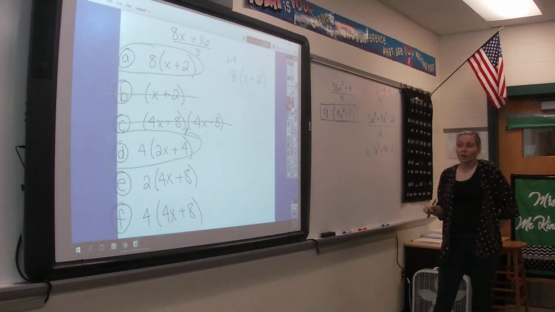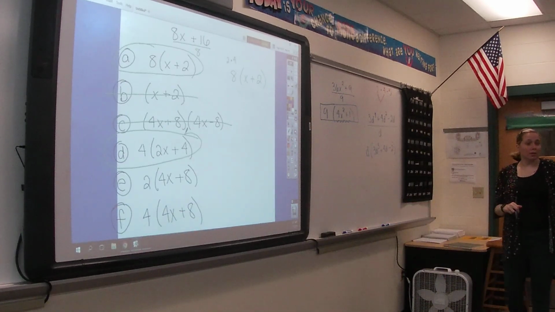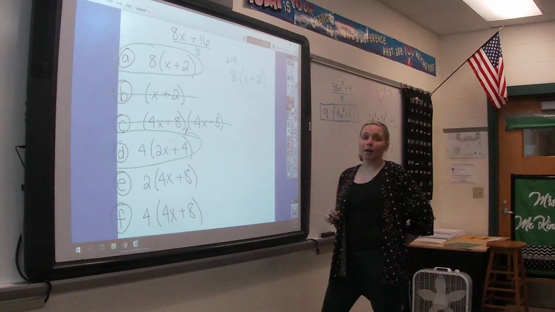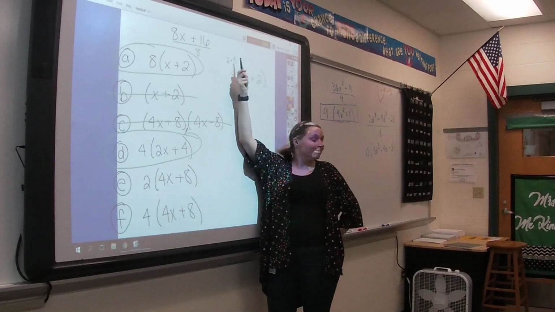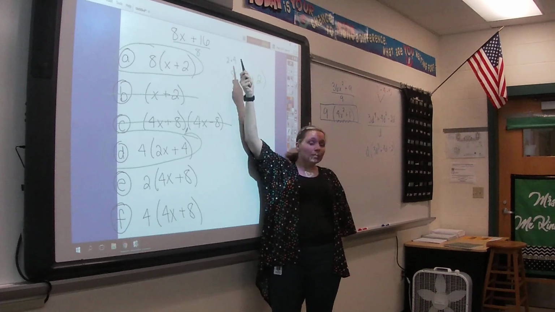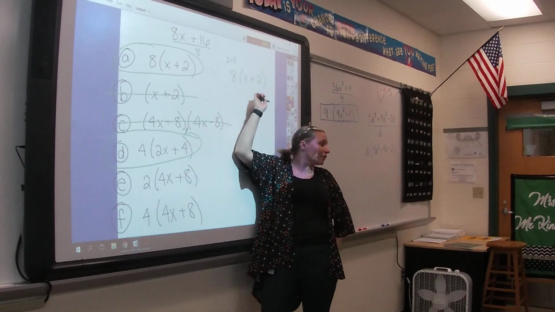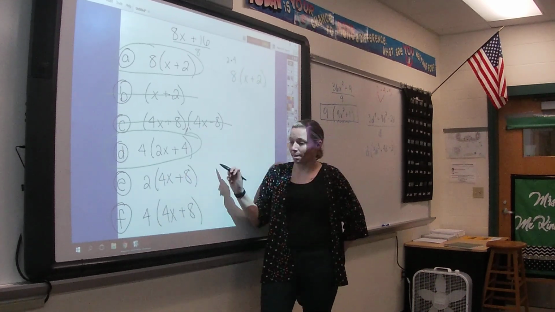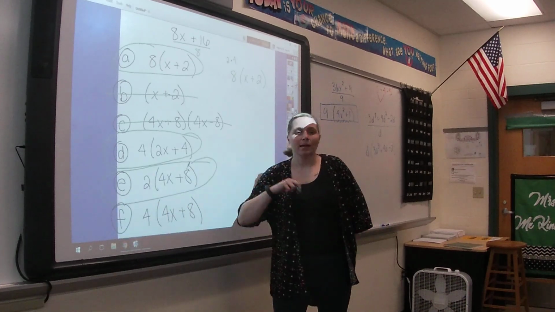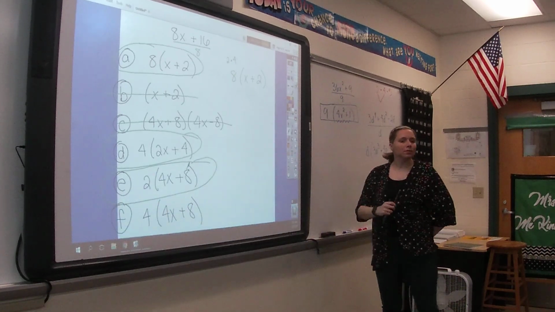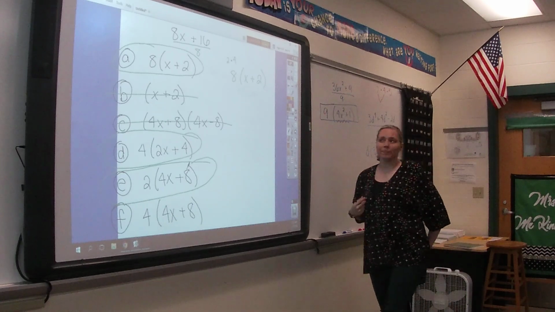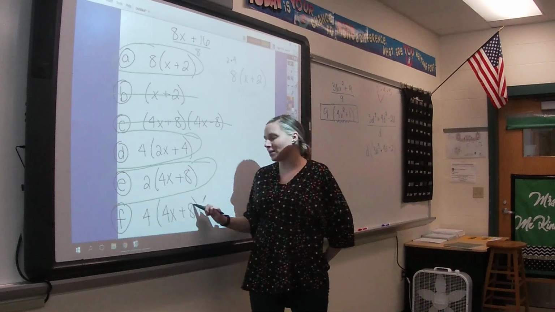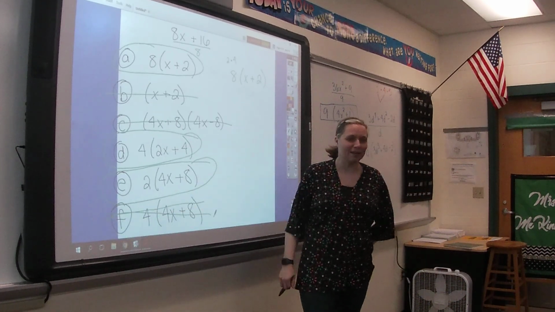The other one could too. Can E be an answer? Yes. Where did E come from? Same process, but the 2 stayed outside and the 4 was distributed. F cannot be an answer. Can F be an answer? No, because a 4 stayed outside and a 4 was distributed incorrectly. That doesn't work.